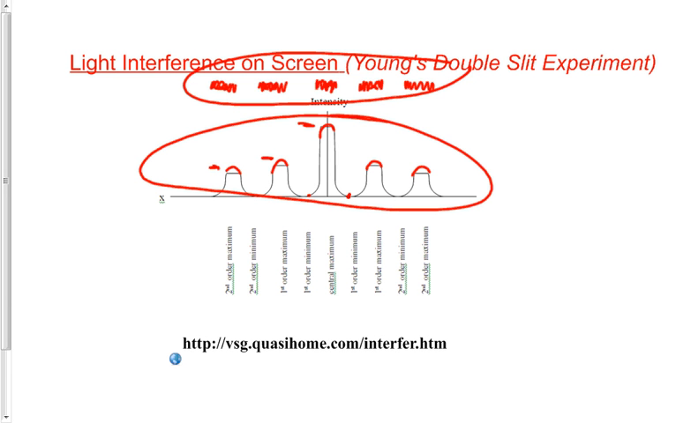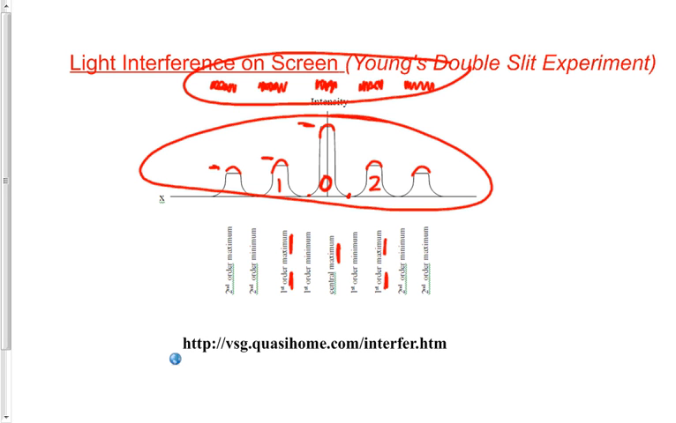That middle bright spot, that brightest, central bright spot, we're going to call our central maximum, because it's a maximum area of light. It's a bright spot. I'm going to label it with the number 0. The next bright spot to the right and to the left of it we'll call the first order maximum. We're going to label that with the number 1.